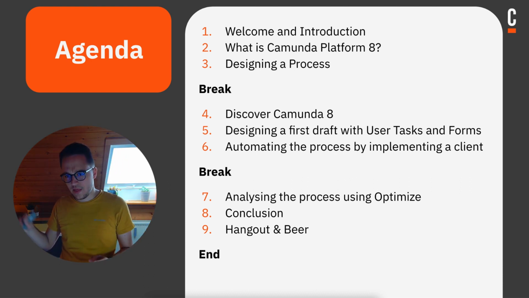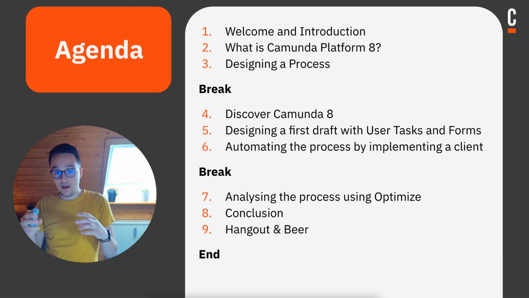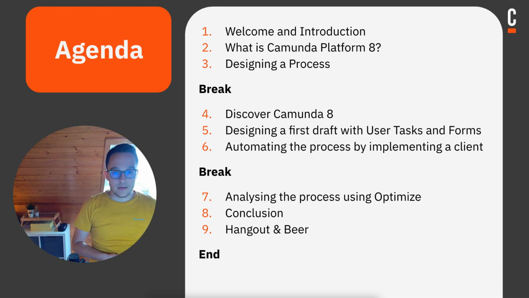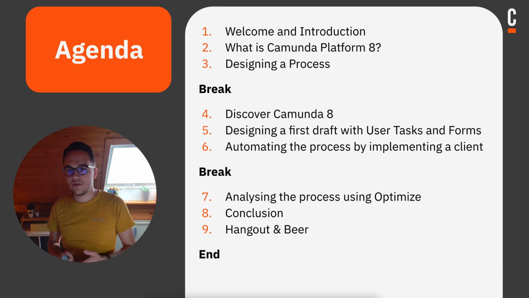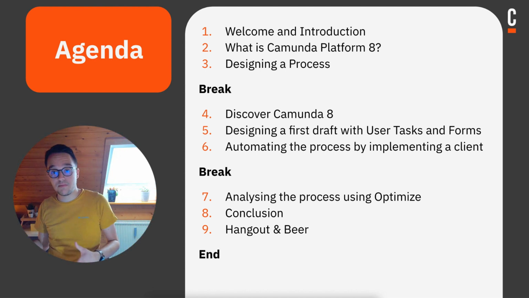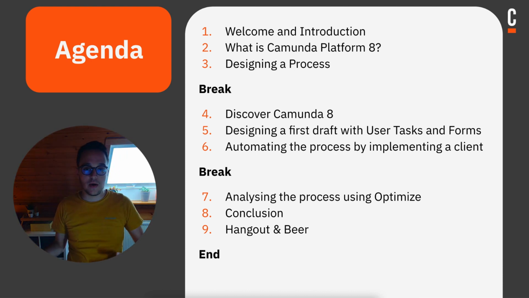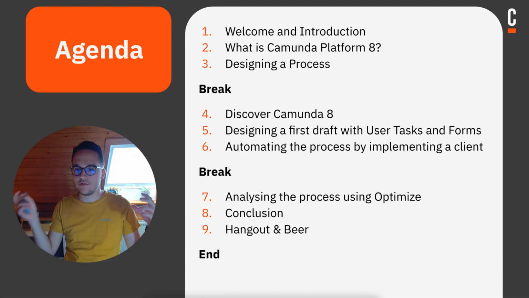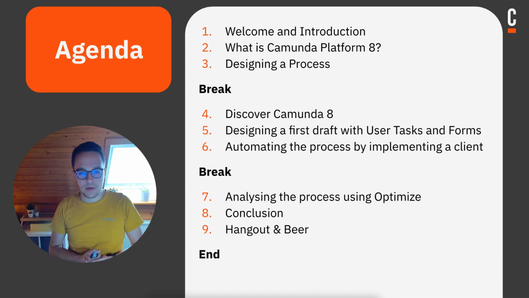Having done so, we are then going to take a more detailed look at user tasks. So we first try to create a draft of our process, only having these user tasks and forms. Last but not least, the fourth part of the video series will be about automating the process by implementing a client. We have different languages, so I will show you how you can do this in Spring Boot, Node.js and .NET. I think we may have three separate videos, but if you only want to know how to do this in one language, you can watch only one video about this.